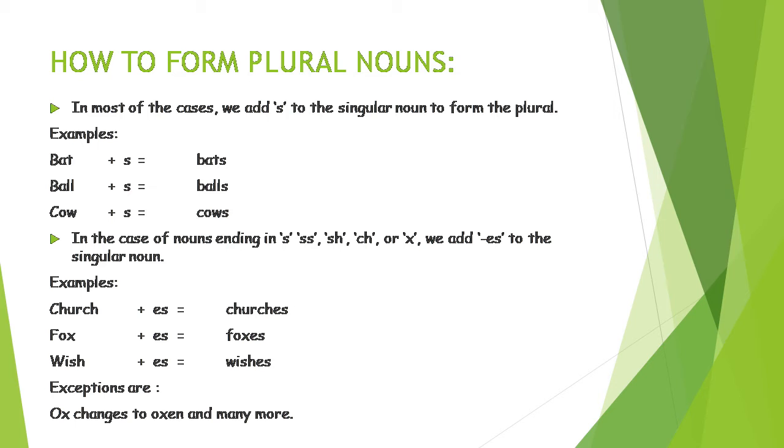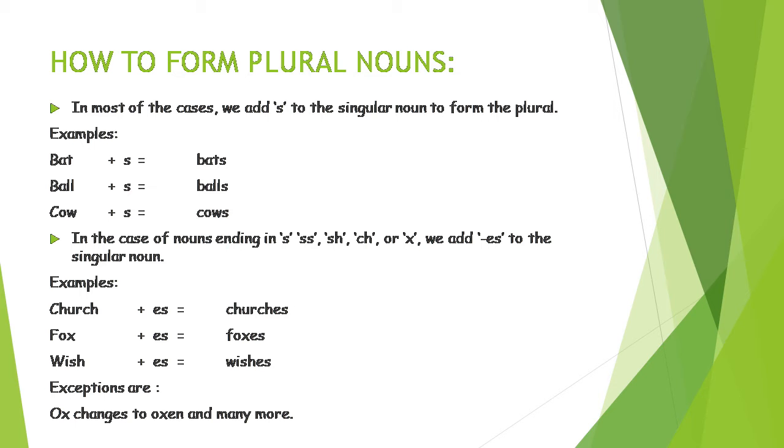Bat, when s is added at the end of it, changes to bats. So here you can see bat is in the singular form and it changes into bats by adding s at the end of the word. The next is ball plus s gives you balls, which is the plural form of ball. Cow plus s gives you cows, which is the plural form of cow.